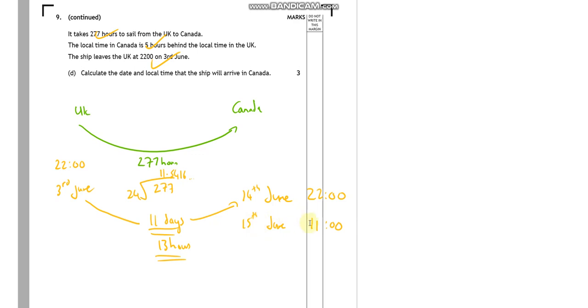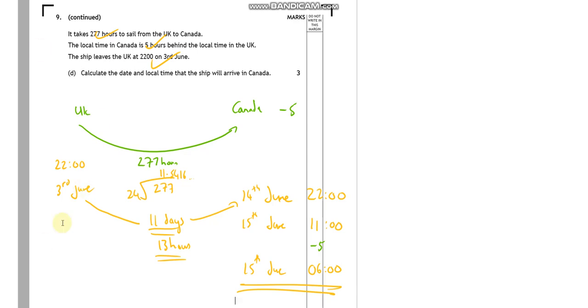But Canada is 5 hours behind. So I seem to have dropped that out. But yeah, Canada was 5 hours behind, so then I need to take away 5 to get into Canada time. So that's going to give me the 15th of June at 0600 hours.